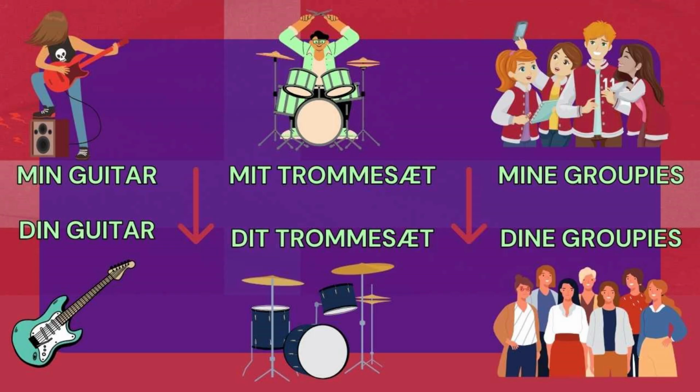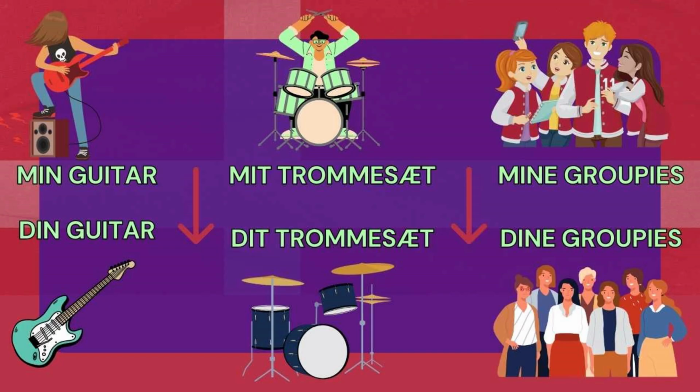We have a guitar here that is called en guitar, whereas we have a drum kit which is called et trommesæt. I mentioned that at the start of the course. Mit trommesæt, dit trommesæt. So you can see all these words start to match with the N and the T. Min, mit. Min and din, mit and dit.